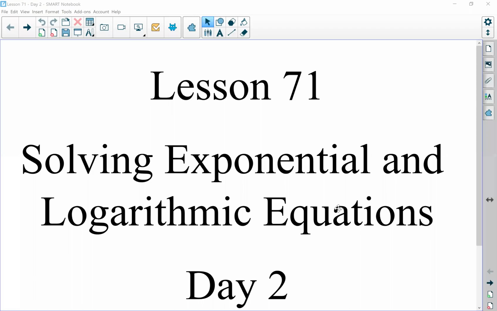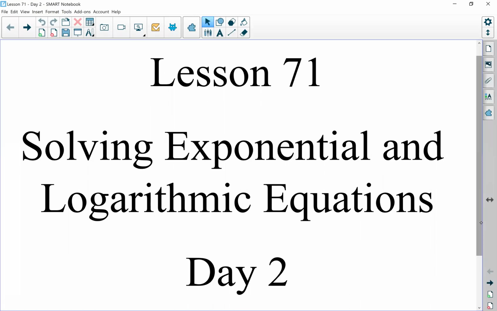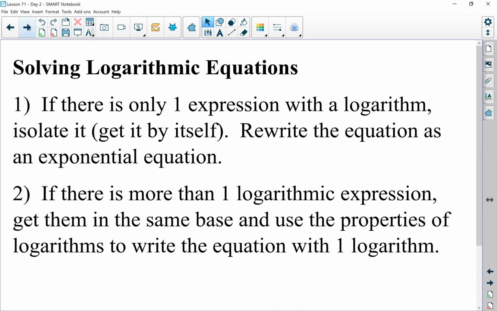All right, so as I said, we're going to finish up solving exponential and logarithmic equations. Basically, we'll be looking at logarithmic equations and then finding inverses of exponential functions and logarithmic functions. All sorts of fun today. The start, solving logarithmic equations.